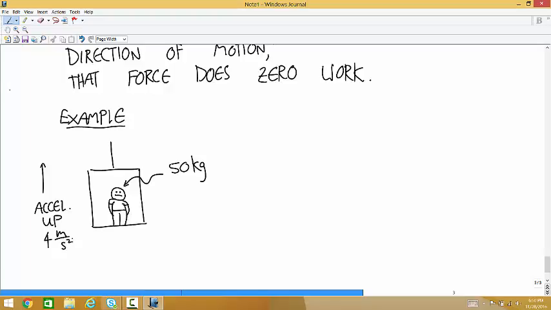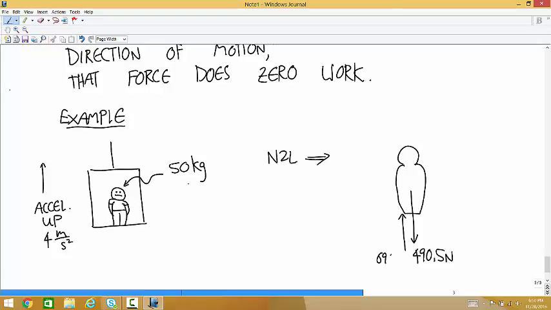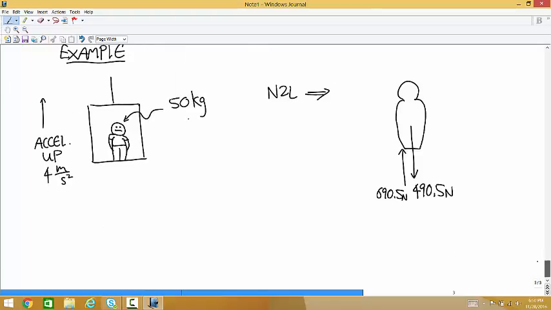If you go through Newton's laws, you can figure out that. So Newton's second law would tell you that a free body diagram is like this. There's a weight force acting down of 490.5. And a normal force pushing up of, I think that would be 690.5. We've done calculations like this, but for now, we can just start with these forces being known.